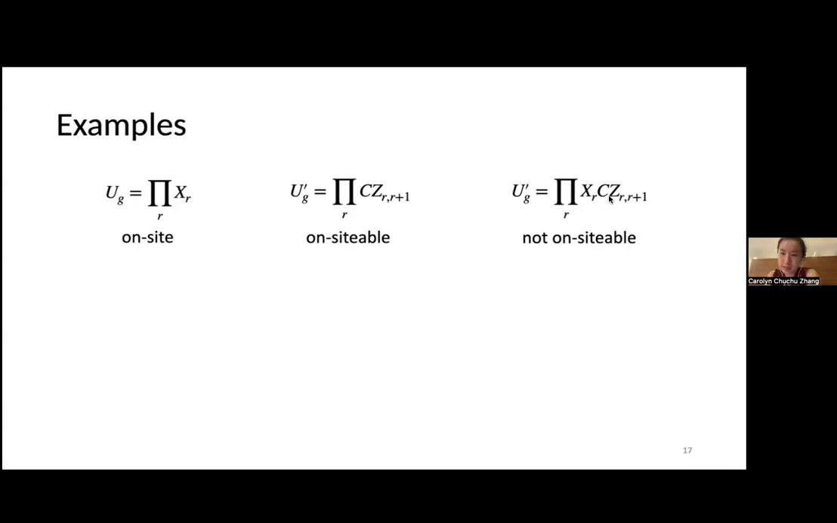So this is a control Z gate. It acts on 2 qubits. And as I mentioned before, this is non-anomalous. This is anomalous in 1+1D.